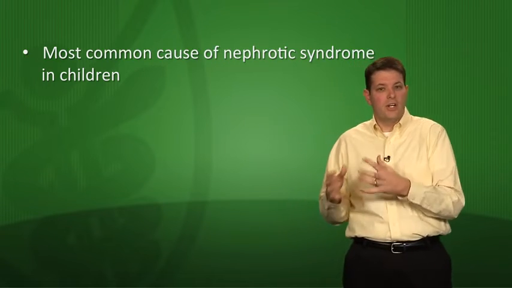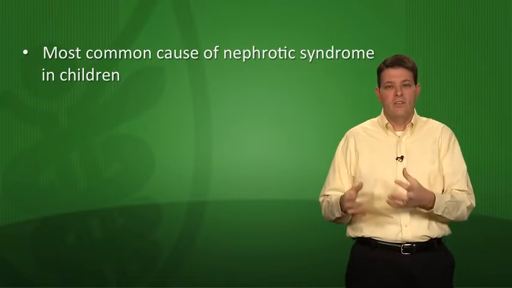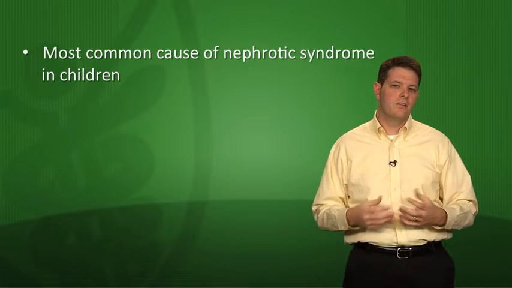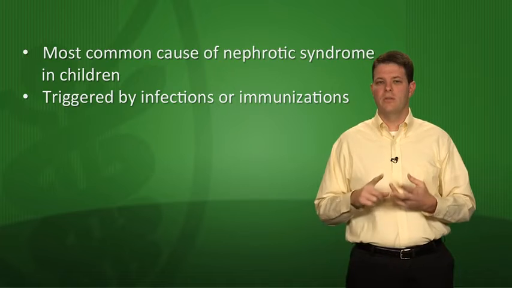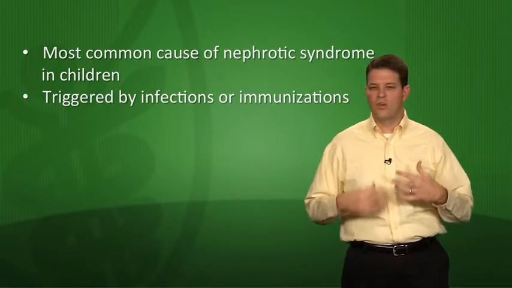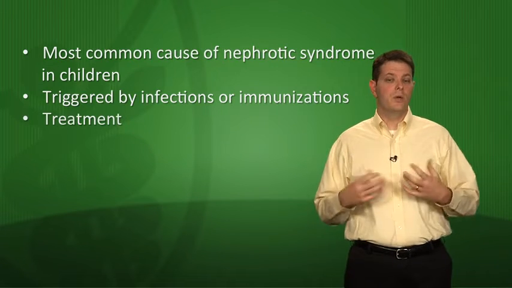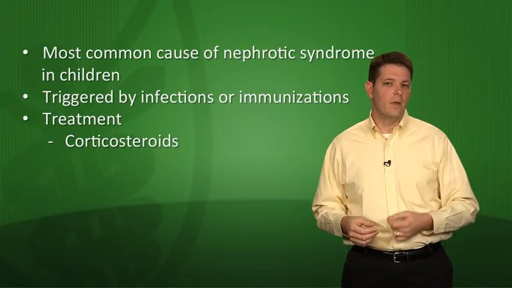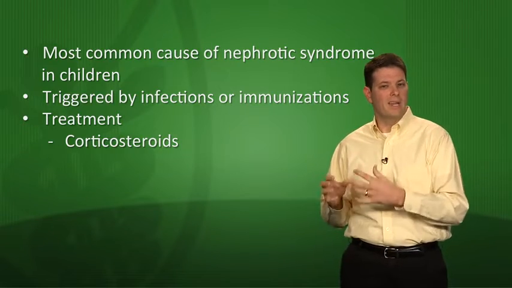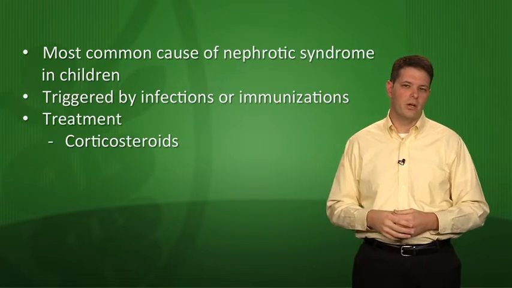Now, not a lot of children get minimal change disease, but if you see a young child with nephrosis, it's most likely going to be minimal change disease. This can be triggered by infections or triggered by immunizations, but we don't really know why. It may have to do with the body generating some circulating immune factors. And we treat minimal change disease with corticosteroids. More than 90% of these kids will respond to steroids, so we usually give steroids empirically without getting a biopsy if they fit the clinical picture.